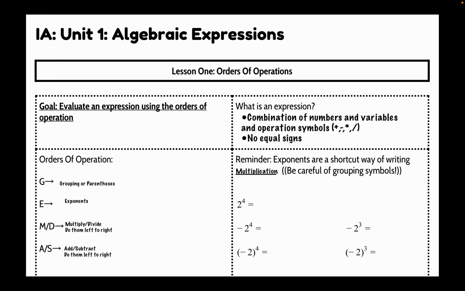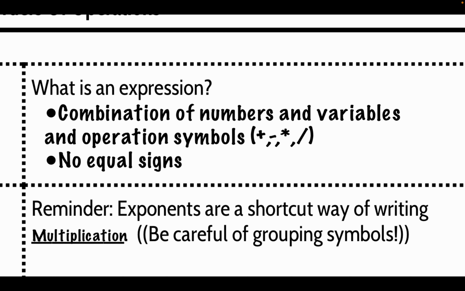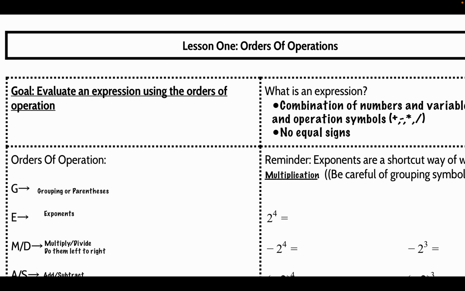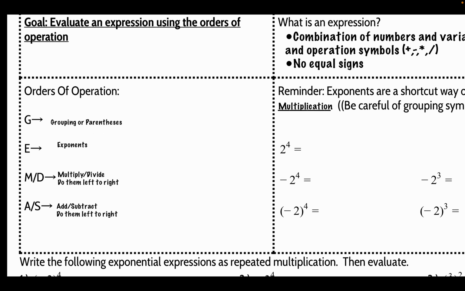So our goal of this unit and this lesson actually is to evaluate an expression using the order of operations. So first, what is an expression? An expression is a combination of numbers and variables and operation symbols. So operation symbols are your add, subtract, multiply, and divide. And expressions do not have equal signs, okay? No equal signs. If it has an equal sign, that's called an equation, which will be our next unit.